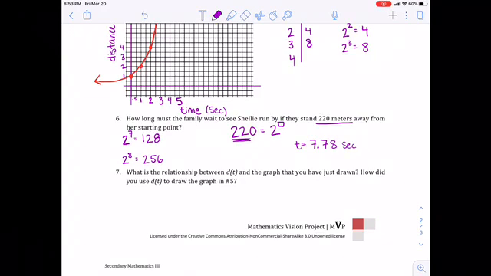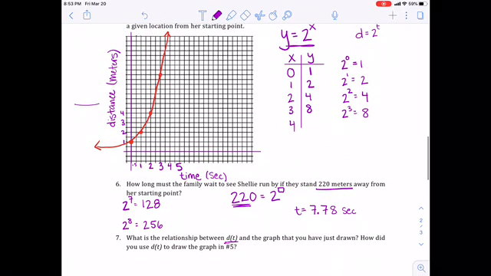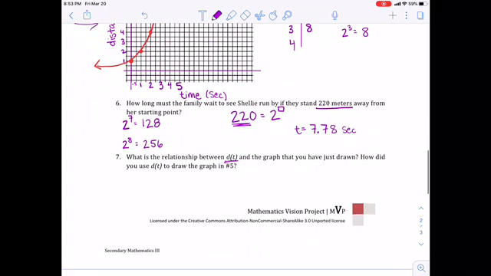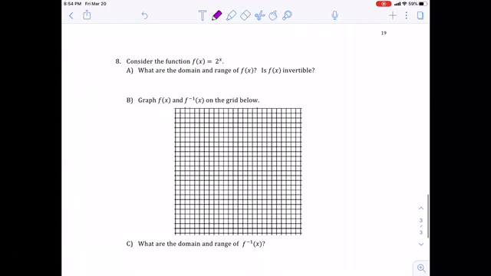Okay? Now number 7 is asking what the relationship is between our d of t and the graph that we have just drawn. So d of t, remember, is our distance, which we measured here on the y-axis. So I'm going to write down that distance is being measured on the y-axis. Now, there are some other aspects of this relationship, which if you thought of them and wrote them down, that's great, but I'm going to go ahead and leave it right there. Let's go ahead and move on to our next page.